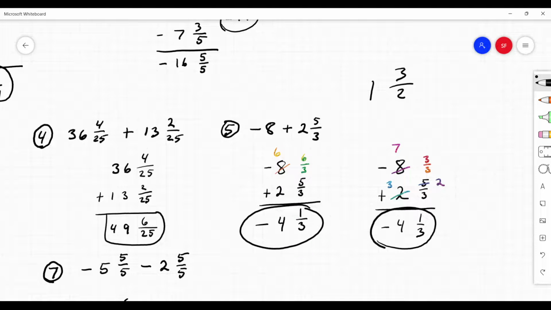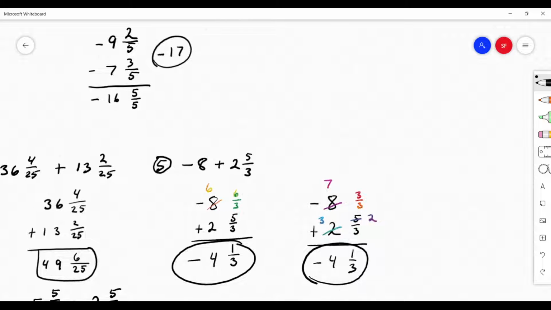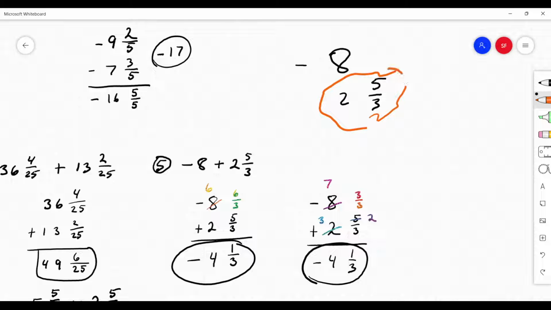I did stack. Good. So when you stacked it, what did you put on top? 8. Okay, so you put 8, negative, and 2 and 5 thirds. Then what did you do? I did 8 minus 3. And therein lies our thing, because we've got to deal with getting these with a common denominator and all these other things.